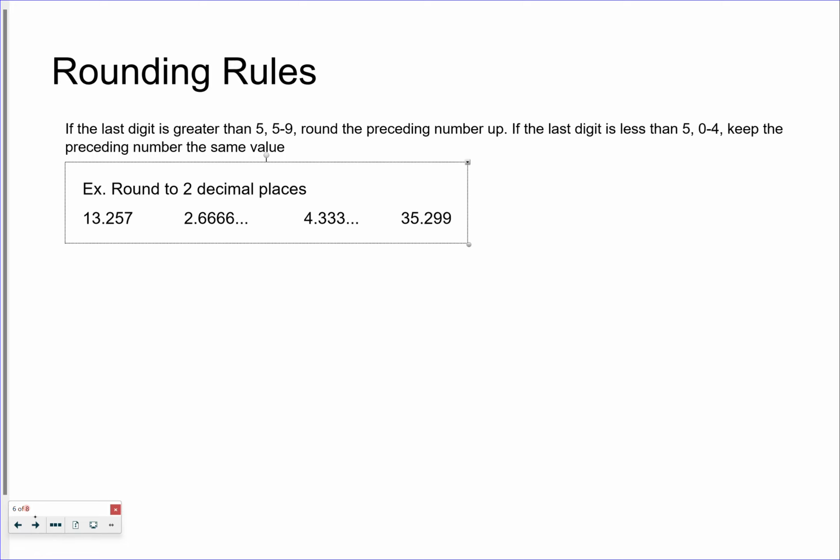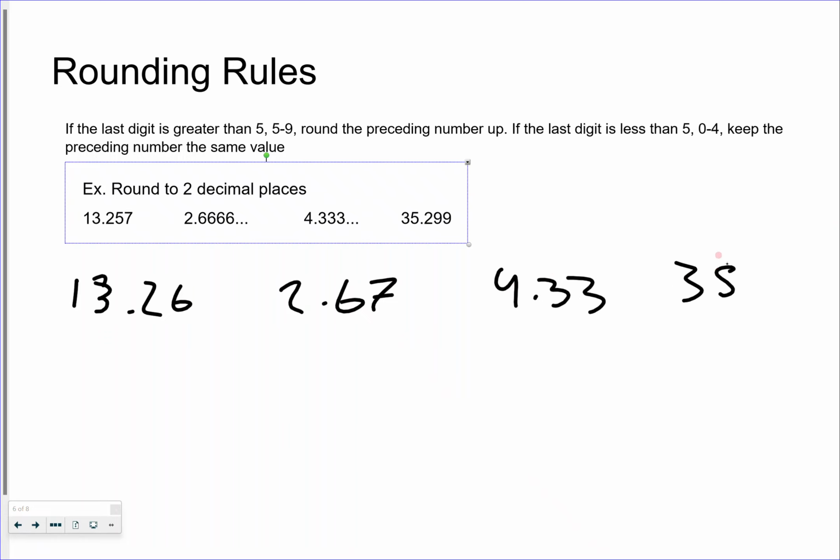So for example here, we're rounding to 2 decimal places, so the first number would be 13.26. The next one would be 2.67. One after that would be 4.33. And the last one would be 35.30.